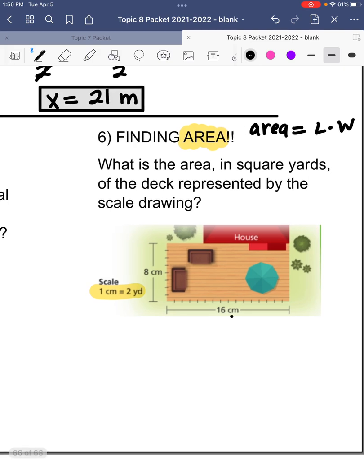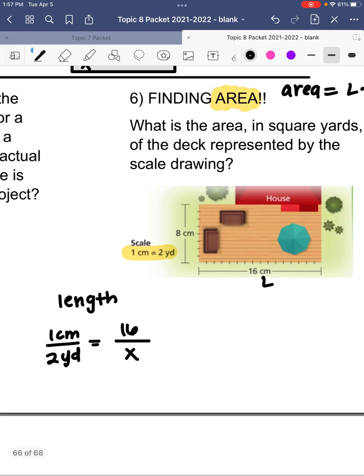So, let's start with the length. And by length, I'm talking about this right here, okay? So, let me just make that a capital L. So, I want to know what 16 centimeters would be in yards, right? So, for length, we're starting with our ratio of 1 centimeter equals 2 yards. And I'm going to set that equal to another fraction. Well, the only other measurement I have for length is 16 centimeters. Because it's centimeters, it needs to go on the top. So 16 goes on the top, and I'm trying to figure out the number of yards that are on the bottom. So now I'm ready to cross multiply.